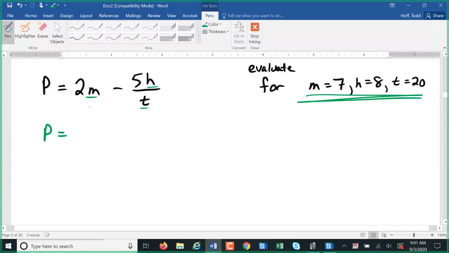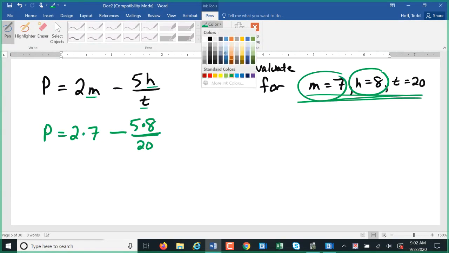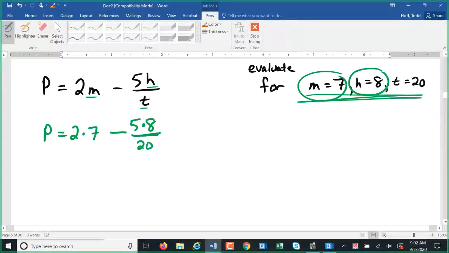So P equals 2m. Now remember, that stands for 2 times m. So when I replace m with the 7, that's 2 times 7. Minus 5h. Again, that's 5 times h. So I replace h with 8, so that's 5 times 8. Over or divided by t, which is 20. Now again, this is an order of operations problem. Technically, this is serving as an enclosing symbol here because it has more than one thing to do on the top of that fraction. So I have to do the 5 times 8 there first, which is 40.